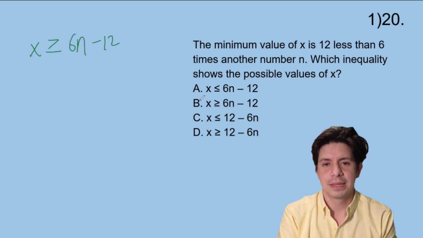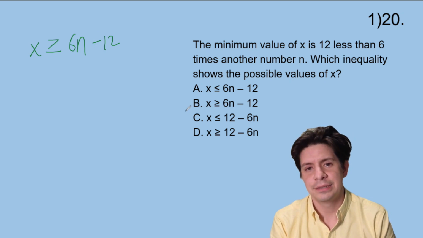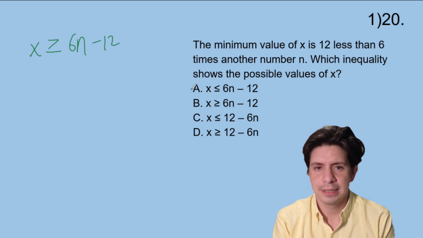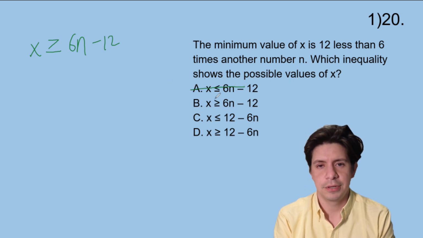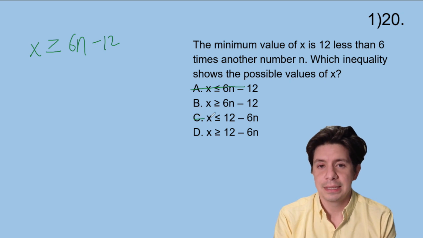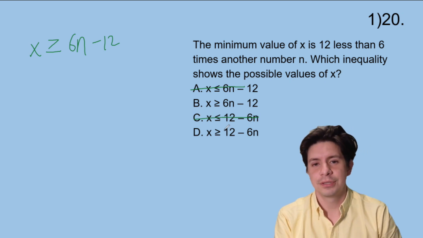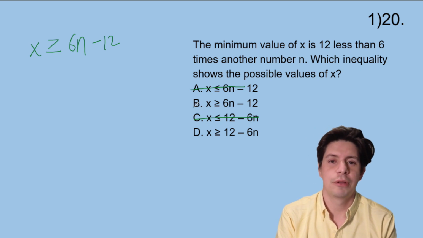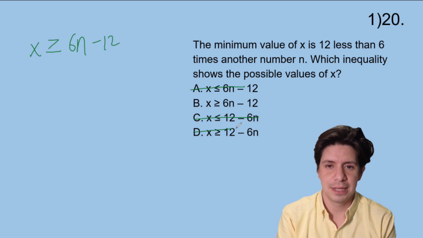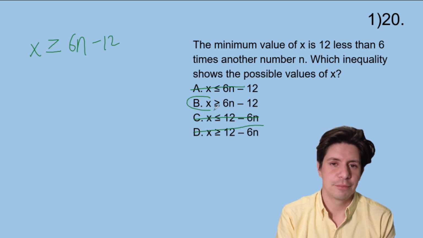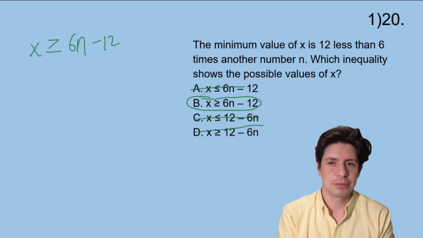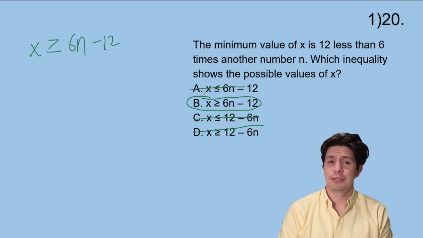All right, if we look at this, right, it is going to be not A, because that's making x less than or equal to. Not C, because that's making it x less than or equal to. And then not D, because that's reversing the order of what we're subtracting, right? It's 12 less than 6n, not 6n less than 12. So we're left with B, which is the same as the equation we wrote down. And again, not too bad of a question, if you ask me.